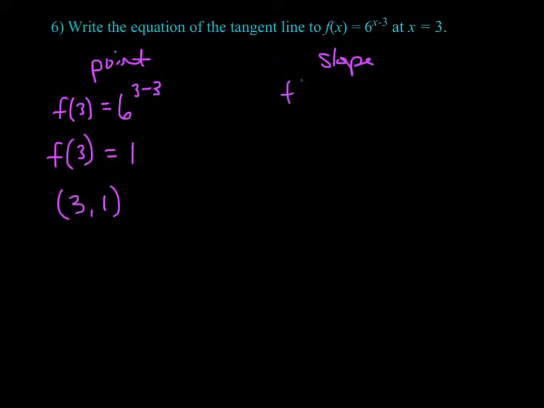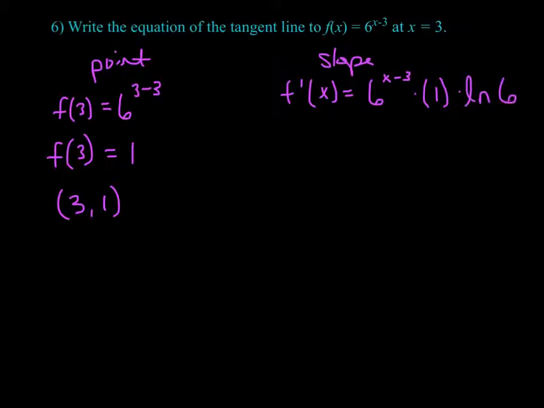So we're going to take the derivative of f. All right, and so for an exponential function with a base of a constant other than e, we're going to go ahead and copy that, 6 to the x minus 3, times the derivative of the exponent, which would simply be 1, times natural log of the base.